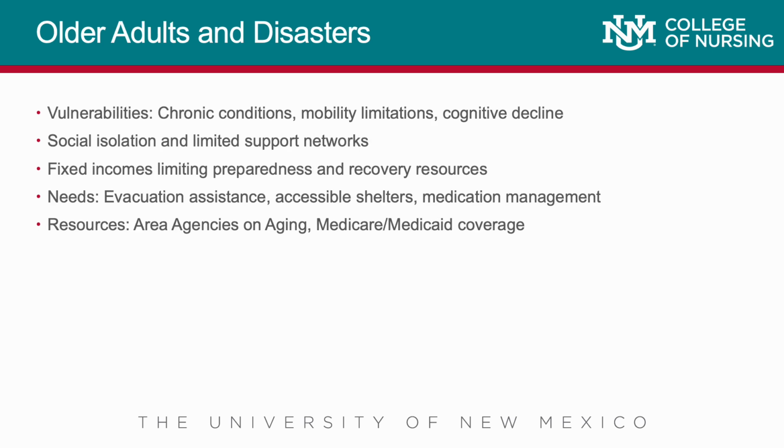Older adults face unique vulnerabilities of their own, including chronic health conditions, mobility limitations, and social isolation. They may need assistance with evacuation, accessible shelters, and medication management. Resources include area agencies on aging, Medicare, and senior centers. Nurses should advocate for accessible, age-appropriate services for this population.